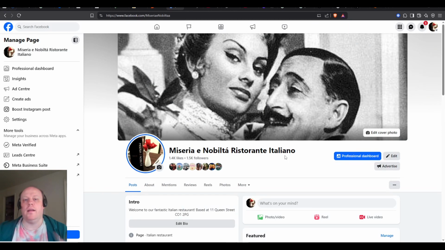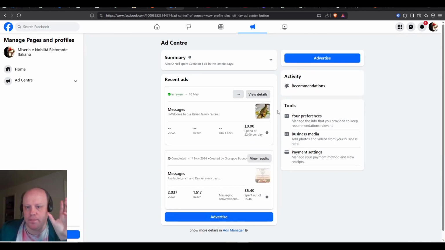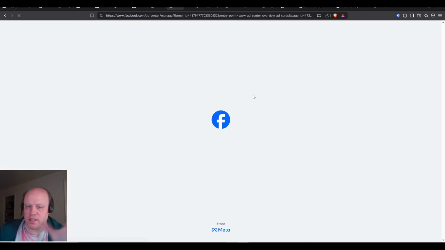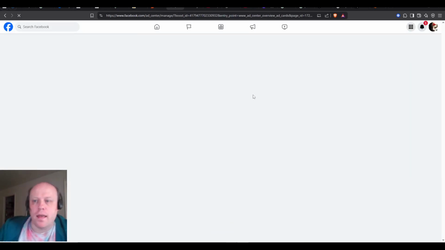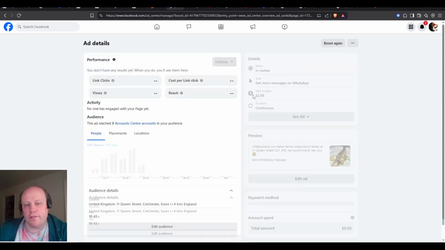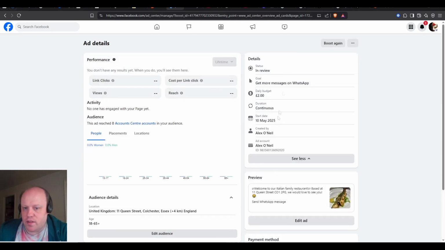information. Now, to check up on our ads, and this is going to be really important, we're going to go to the ad center, which is really, really cool. So we've got the details on the ad, which is currently still in review. We just got to wait for Facebook, which is a pain in the neck. So we can basically control the ad from here.